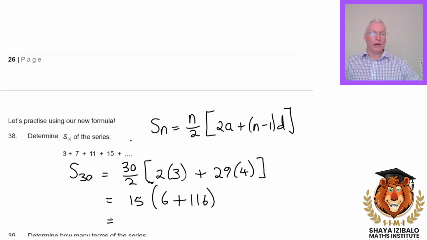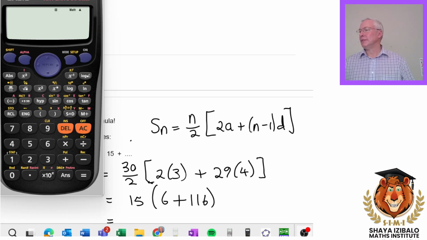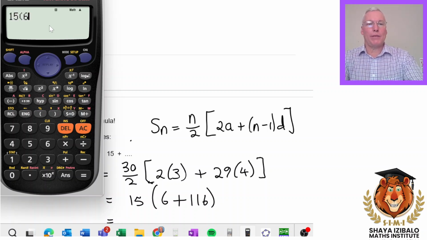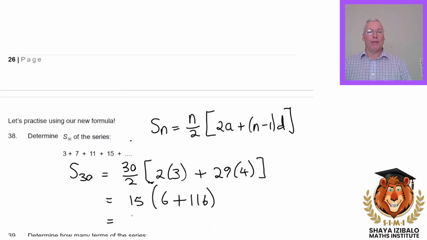All right, and we are going to need to bring up a calculator. Okay, so there we have it. We've got 15 open brackets, 6 plus 116. What that comes to is 1830. Right, 1830 is the sum of the first 30 terms.